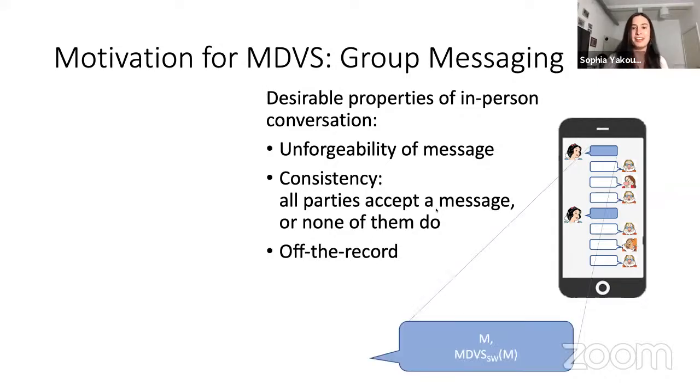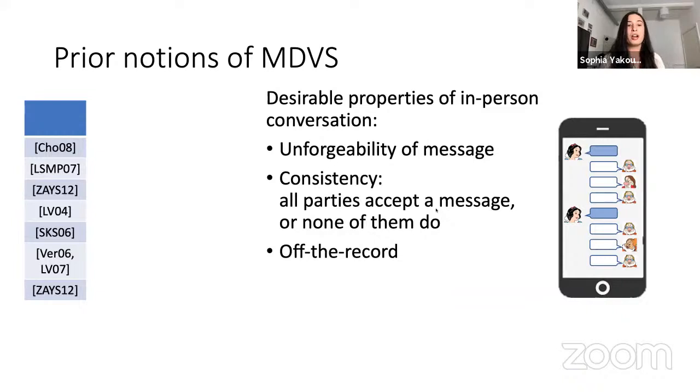So multi-designated verifier signatures are designed to give all of these qualities of in-person conversations, but in a digital conversation. So Snow White would have the seven dwarves be the designated verifiers, and her signature should convince the seven of them that she signed this message, but it shouldn't be able to convince anyone other than a designated verifier, so anyone outside of the conversation. So there are a number of prior works in this area, and they all achieve these properties to varying degrees.